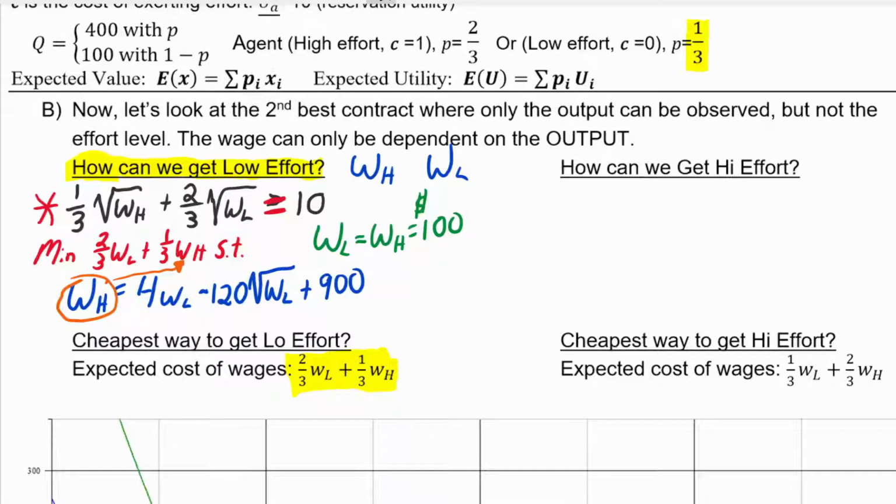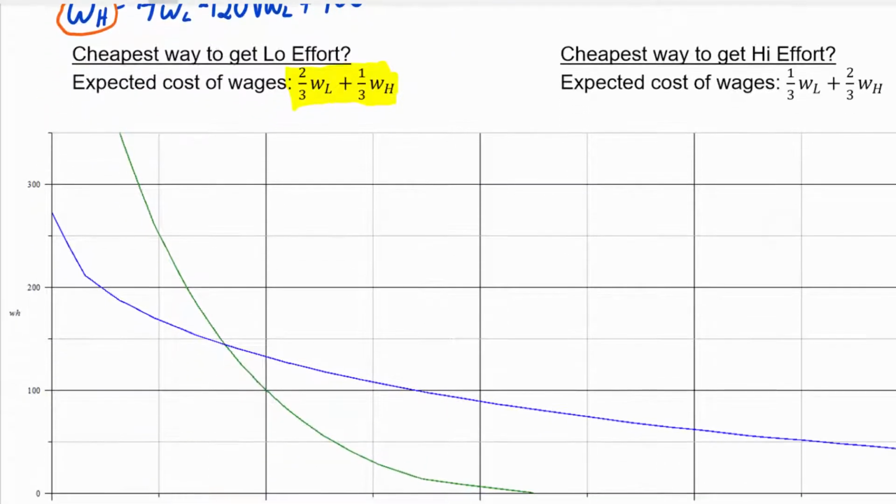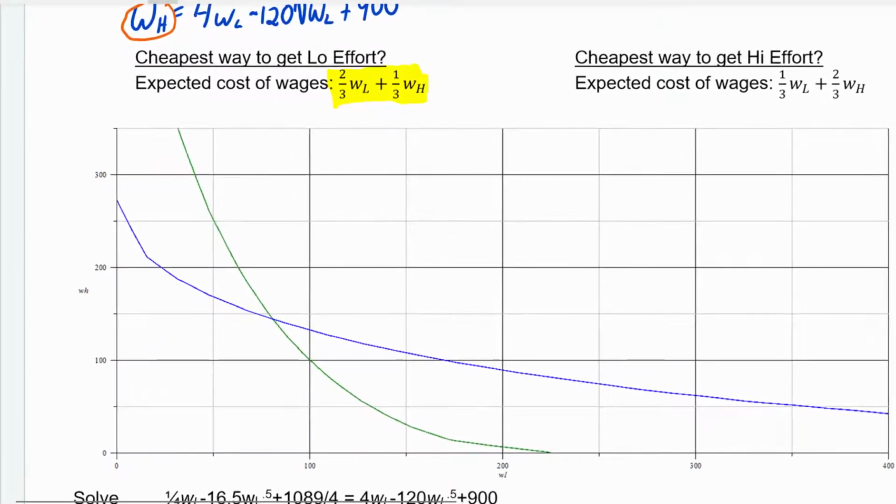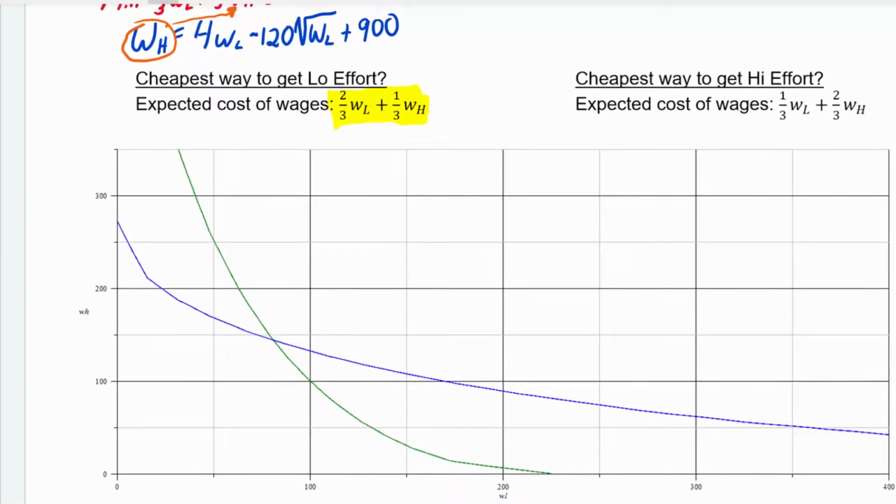They'll take the job and they'll provide the low effort. So this solution makes sense. But another thing we probably ought to do here to absolutely make sure that it makes sense is let's graph this relationship here. The WH equals 4WL minus 120 square root of WL plus 900.